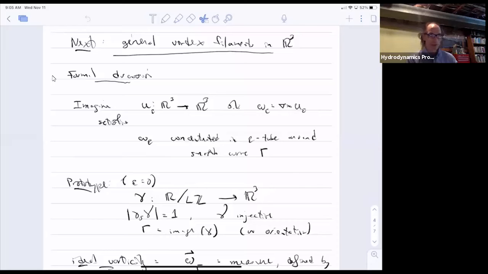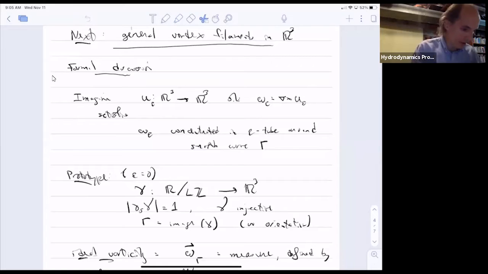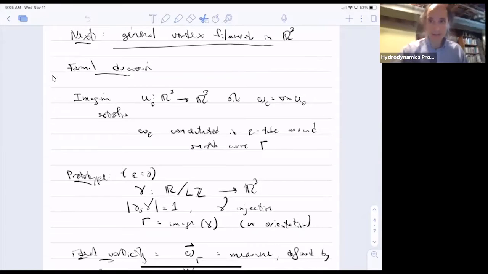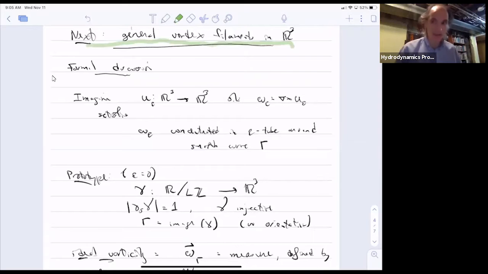We'll resume in a second or two the discussion from Monday of vortex filaments in 3 dimensions. And so let's see. Okay, so it seems to be 5 past, and I'll go to here. And so on Monday we had started discussing the general vortex filaments in 3 dimensions. And so we started with this formal discussions.